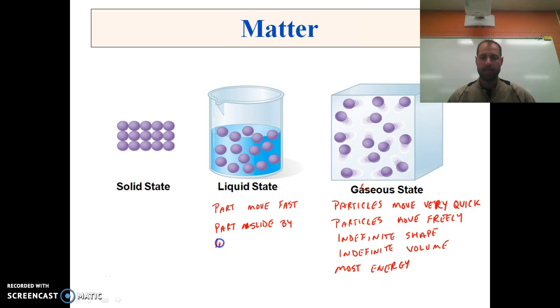Liquids are going to have an indefinite shape, but they have a definite volume. And they're going to have less energy than gases.